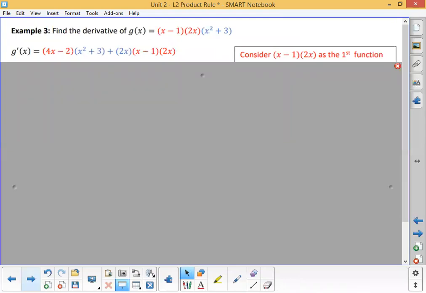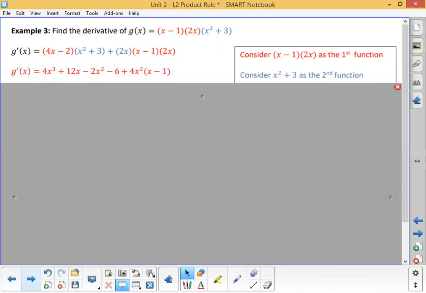Now, this is a difficult question. Why is this a difficult question? We don't have the product of 2 terms. We have the product of 3 terms, but we can still apply the product law. And I want you to make sure to, you don't have to copy the question, but copy what's in the box over here. It says, consider x minus 1 times 2x, the simplest part of the equation, as the first function, and consider x squared plus 3 as the second function, okay?